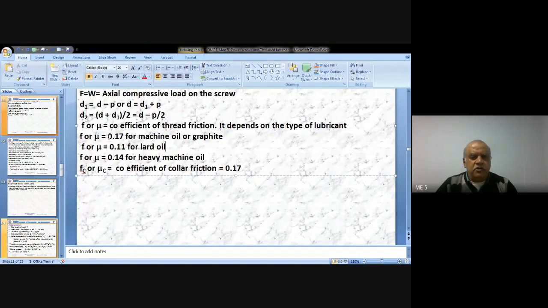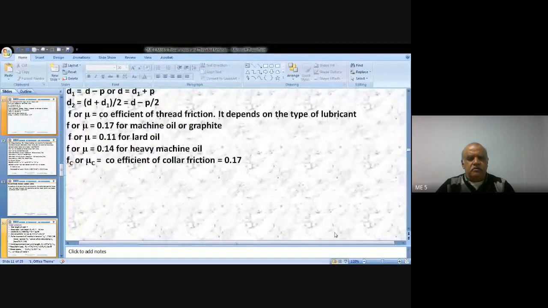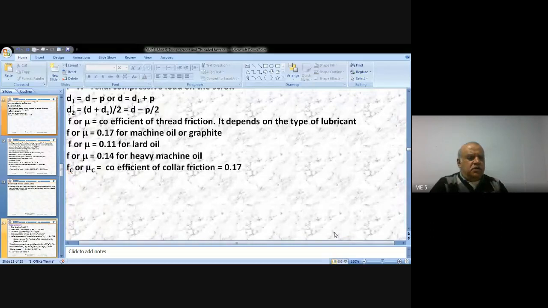So we take 0.17 if we are using graphite, 0.11 as the coefficient of thread friction if we are using lard oil, and 0.14 for heavy machine oil. For the time being, note down the coefficient of collar friction; we take it as 0.17 normally. Please note down this much.